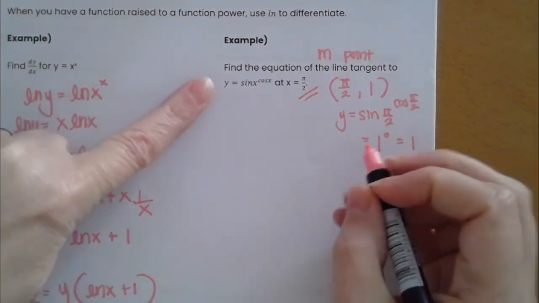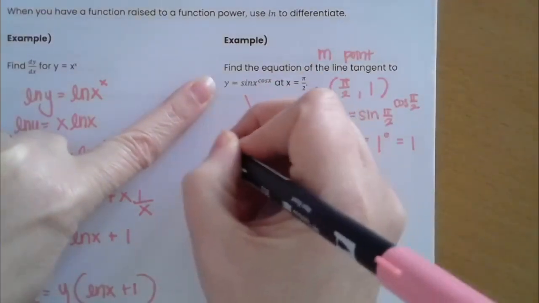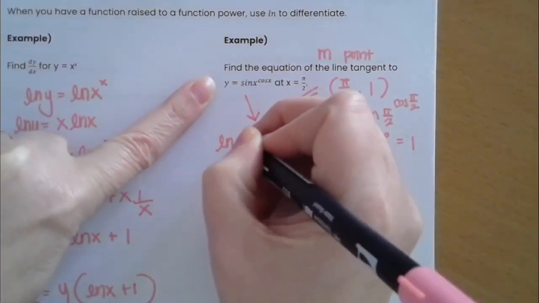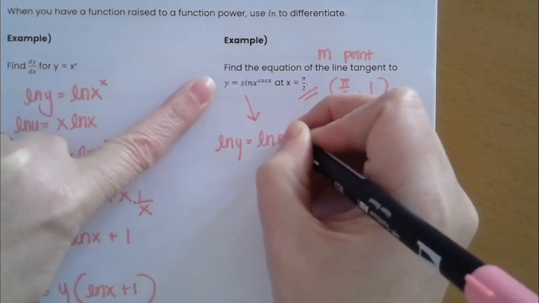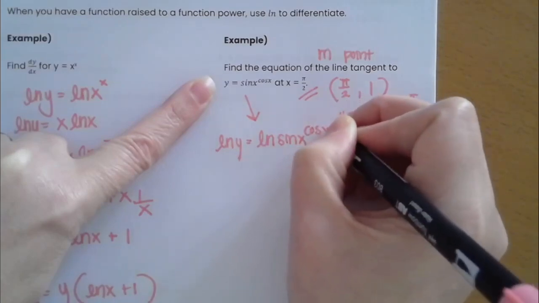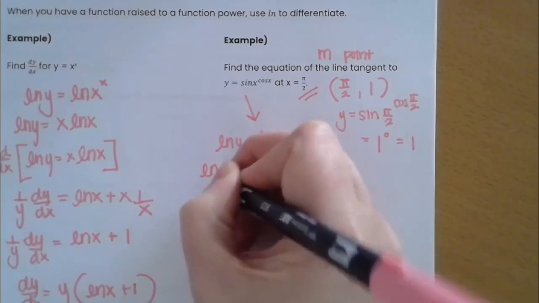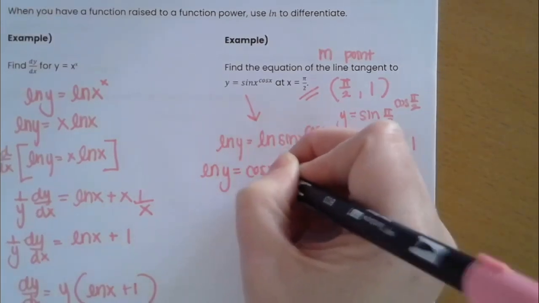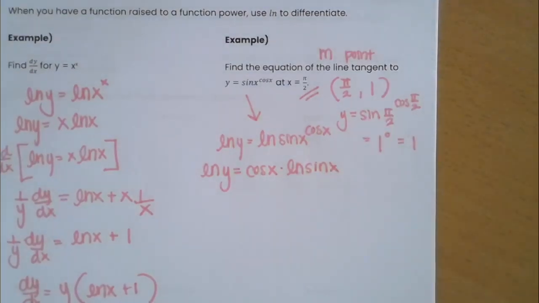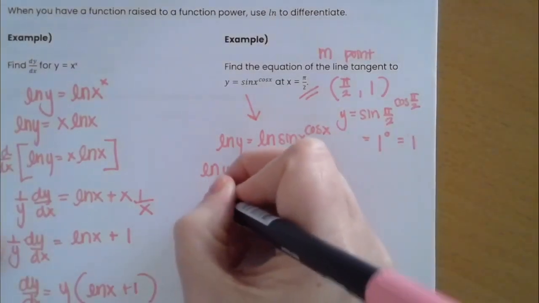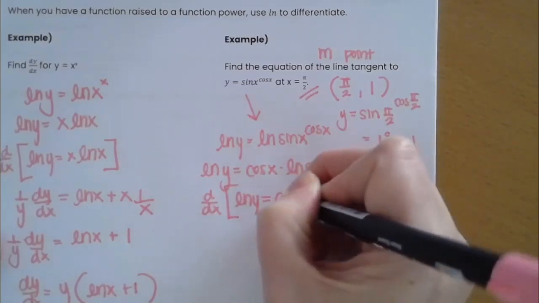And we know that finding the slope just means we take the derivative. So we are going to use our natural log to help us out with this derivative right here. So we're going to go the natural log of y is equal to the natural log of sine x to the power of cosine x. And just like we did before, we're going to use the power rule for natural logs and say that this is the same as cosine x times the natural log of sine x. And now we can differentiate. So we're going to take the derivative of all of this right here.